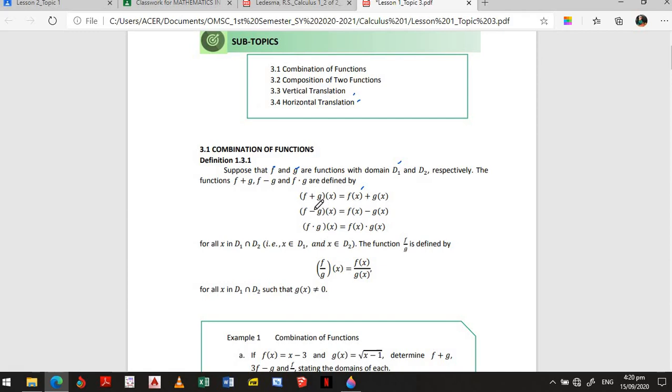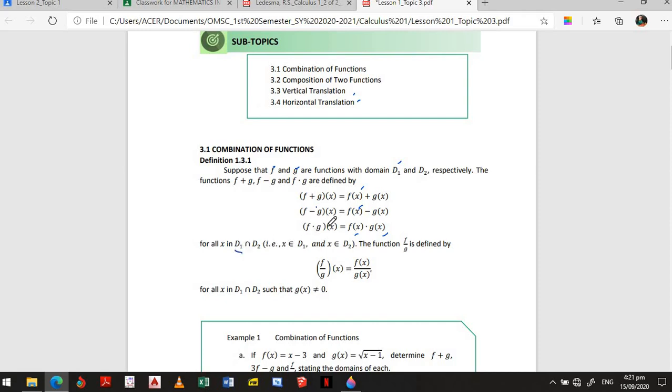Likewise, the difference of the two functions f and g of x is equal to f of x minus g of x. Another one, the product of f and g of x is just f of x times g of x. So we consider the sum, difference, and product of our individual functions. We have to see to it that our x should be the common element of our domains D1 and D2, denoted by this.